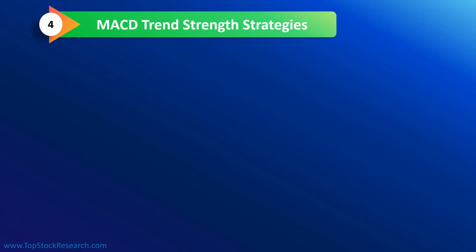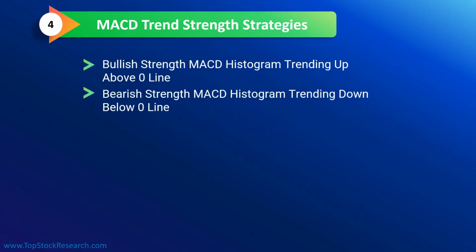Okay, then MACD trend strength strategies, right? So MACD histogram trending above the zero line, right? So the third constituent of MACD is the histogram, if it is going above the zero line, and that's a strategy, right? So let's take one by one. Let's take an example. Let me see if we have a theoretical example here.